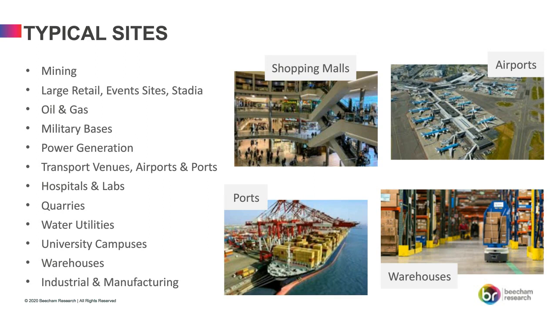So then looking at some of the typical applications, typical sites that PCNs can be used for, there's a large number. This is mining, large retail, event sites and stadia, oil and gas, military bases, power generation, transport venues, airports and ports, hospitals and labs, quarries, water utilities, university campuses, warehouses, industrial and manufacturing. Not mentioned there is agriculture, which is another big area to include. So there's a lot of potential for use of private networking in those types of sectors, those types of application areas. So if you are in those areas, then we think that it's something that you should be looking at.